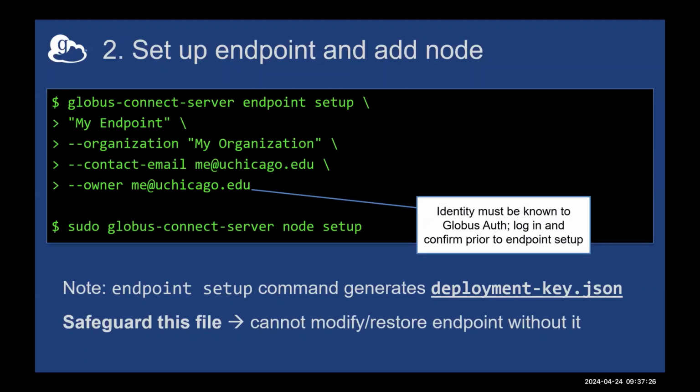Once we run the endpoint setup, there is a deployment-key.json. This is the crux of your installation. This is literally a key for your installation. So safeguard that key. Once it's there, put it in your config management or safe storage. You will need it for any modification on the endpoint, to add any additional nodes or change nodes. You will need that key.